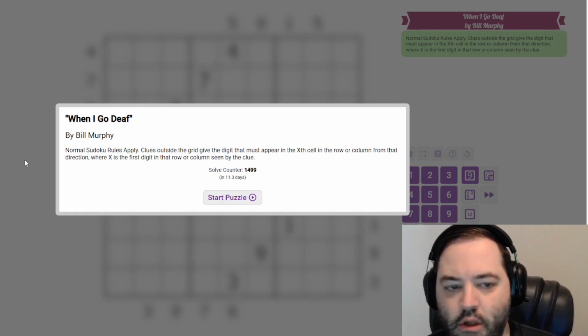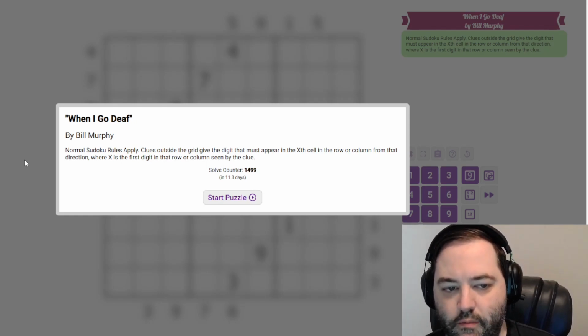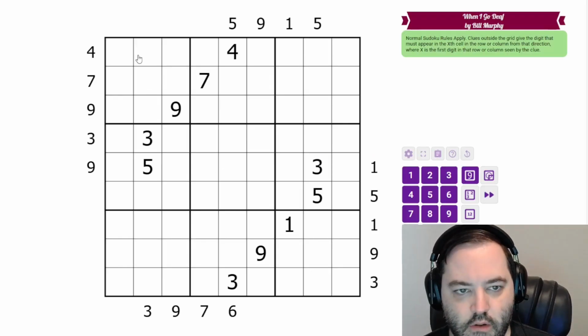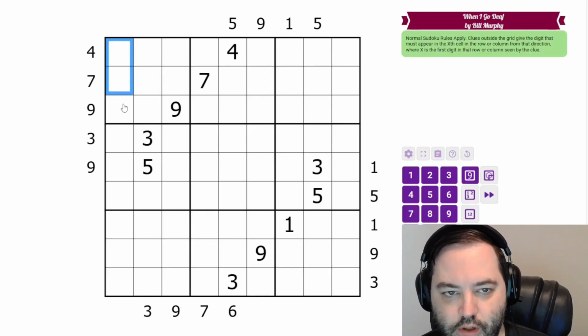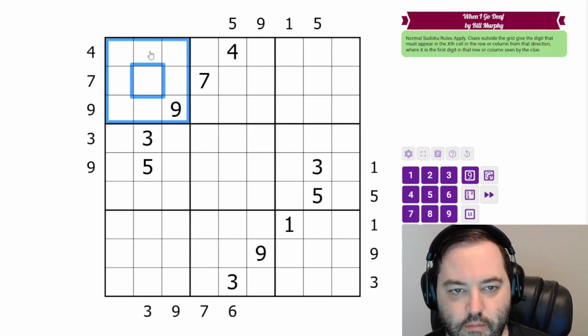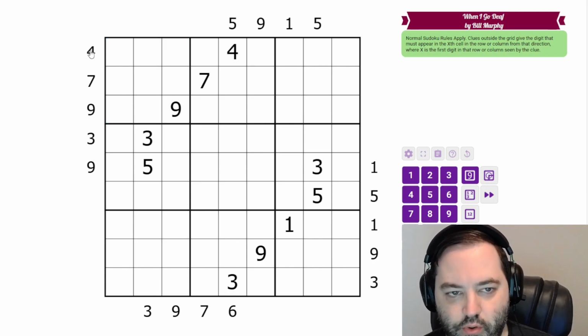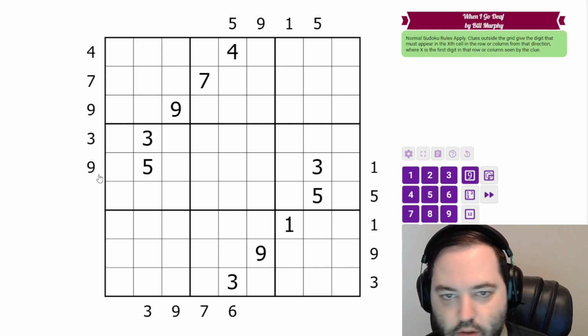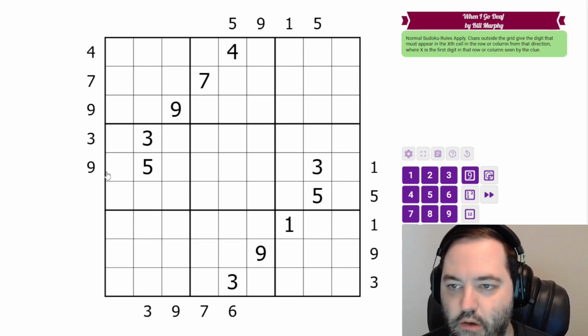I'm Philip Newman. Today I'm solving When I Go Deaf by Bill Murphy. This is a numbered room Sudoku. So we have normal Sudoku rules, 1 to 9 in each row, column, and 3x3 box. Additionally, we have some clues outside the grid. And a clue outside the grid, let's use this 9 for example, so we're not just giving something away immediately.